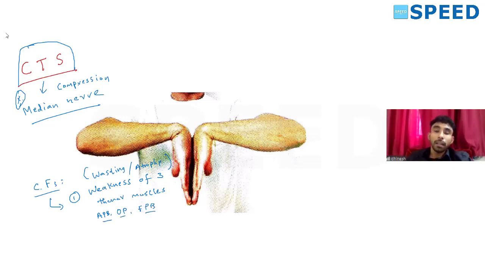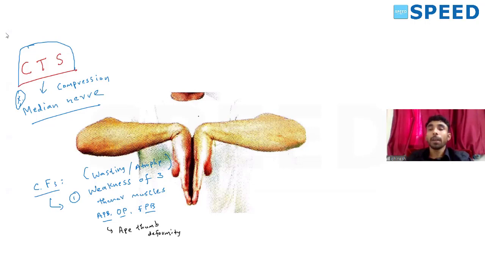And if the condition is not surgically corrected immediately, it may lead to a condition called ape thumb deformity. So please remember, ape thumb deformity is also due to median nerve compression and paralysis of the three thenar muscles. Fine.